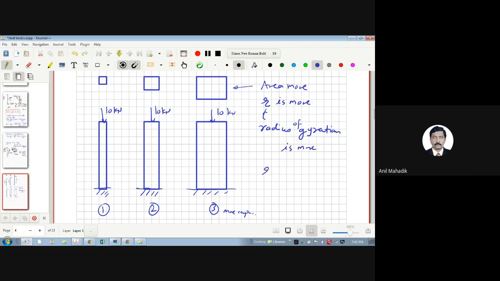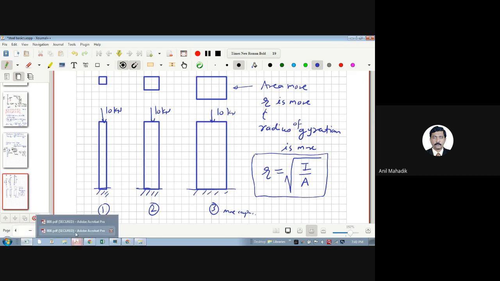And what is the R value actually? It is nothing but root I upon A. So that means if you have R more, then your capacity will be more, isn't it? So if you provide any section in which R is more, then the capacity will be more for that section. For example, let's go here.